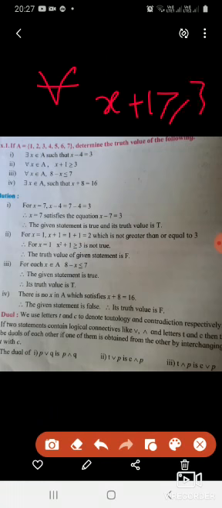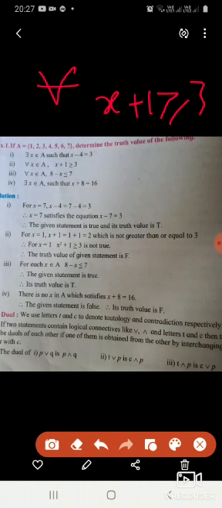Now see the second question: for all x belongs to A, x plus 2 is greater than or equal to 3. For all means each and every element of A should satisfy this; then only it is true. First x value is 1. 1 plus 2 is 3... wait, with x value 1 the result is not greater than or equal to 3, so for all cannot be used. It is not true for x equal to 1. Therefore the statement is false, and the truth value is F.